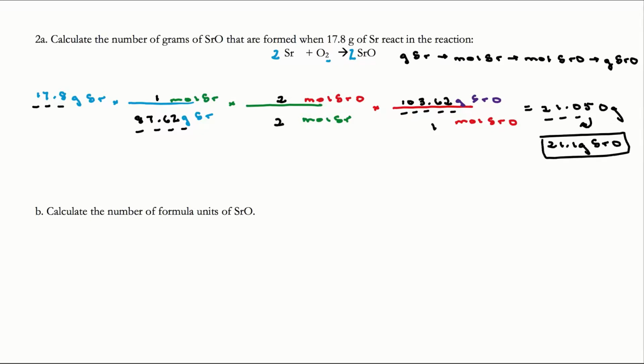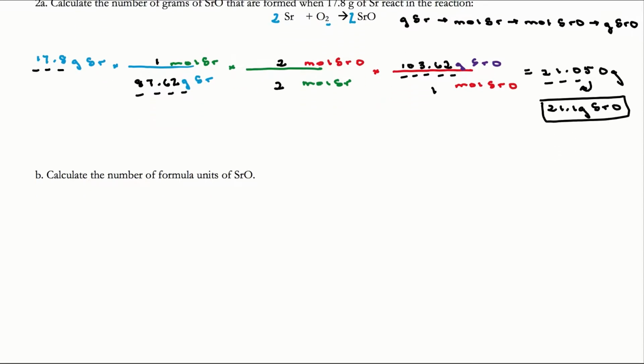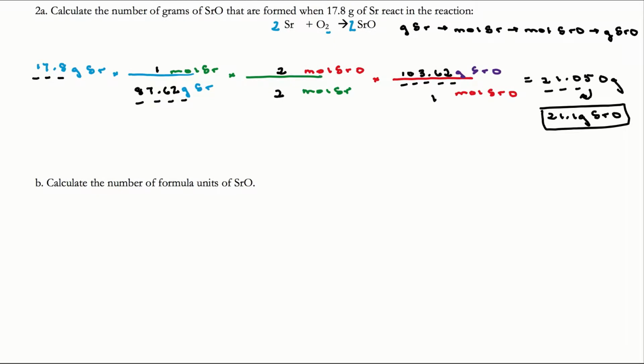Okay. Well, what if, instead of asking how many grams of strontium oxide, what if I had asked how many formula units would that be? Okay, so if I gave you the exact same problem, grams of strontium, you convert it into moles of strontium, then you convert it into moles of strontium oxide, exactly what you just did. But now, instead of asking for grams of strontium oxide, what if instead I asked for formula units of strontium oxide?